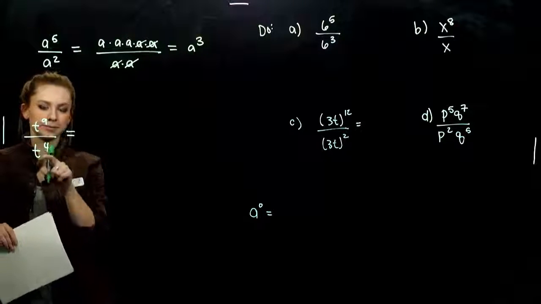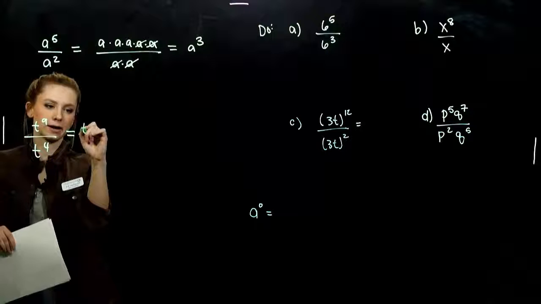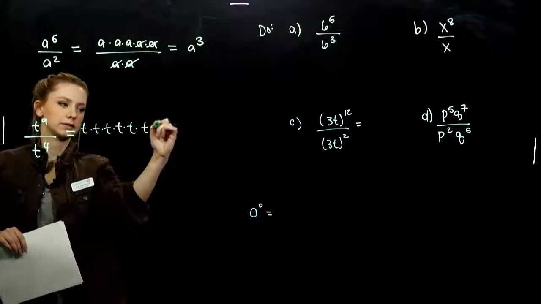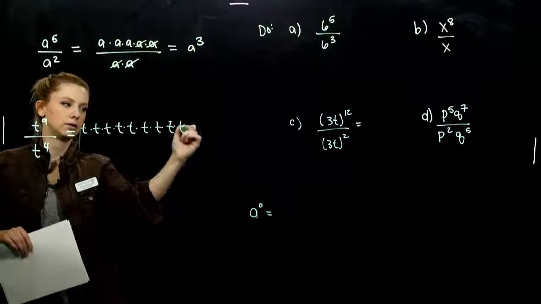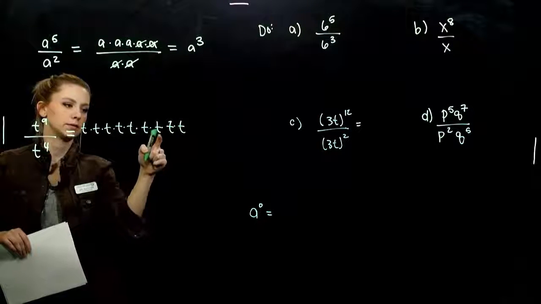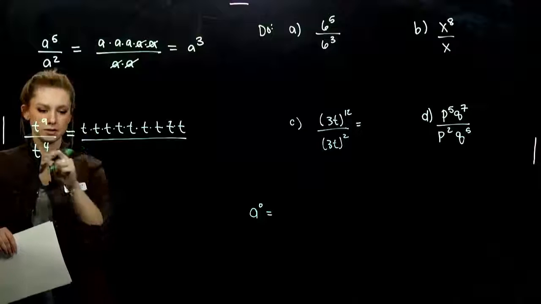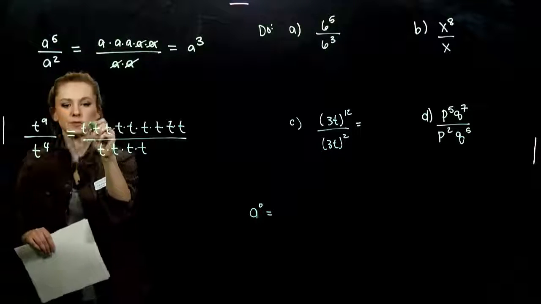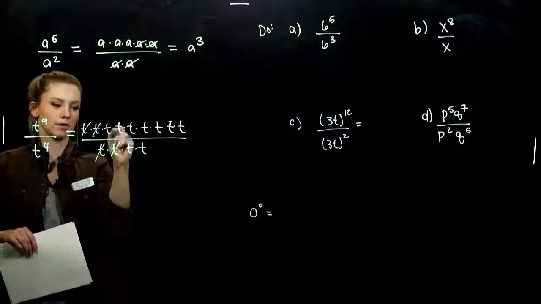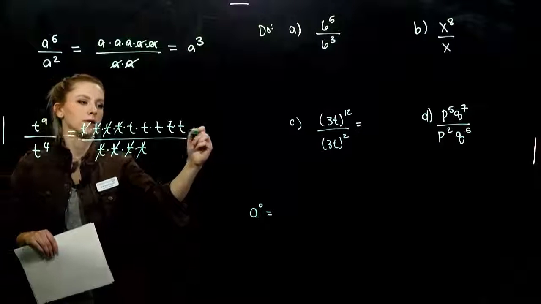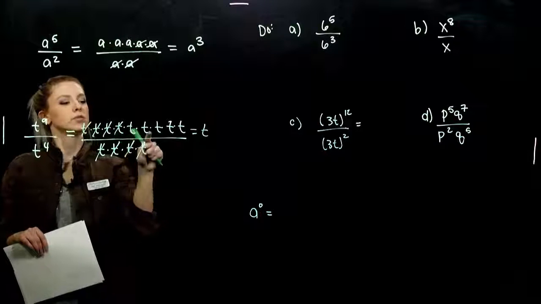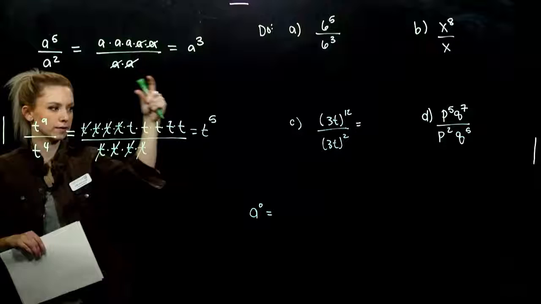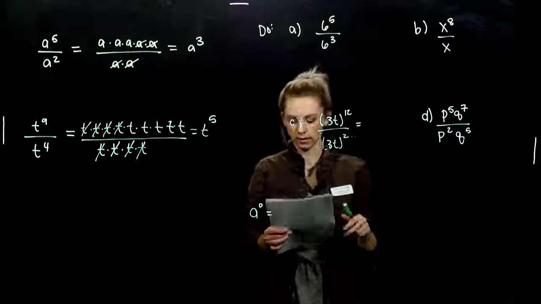Same story here. Same base, and we have the division. I've got 9 factors up top: 1, 2, 3, 4, 5, 6, 7, 8, 9. 9 factors of t. 4 down below. So again, same thing divided by the same thing. Gone. Gone. Gone. How many factors of t do we have? 1, 2, 3, 4, 5. So what do you notice? 9 minus 4 gives us 5, what we have left up top.